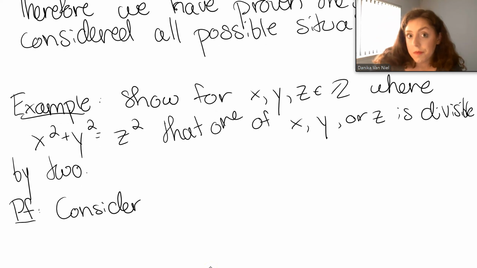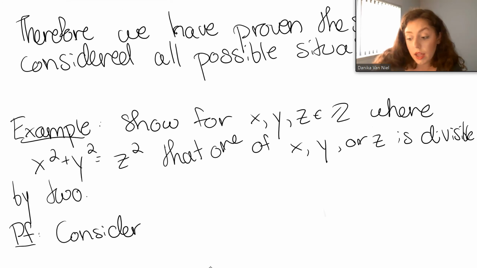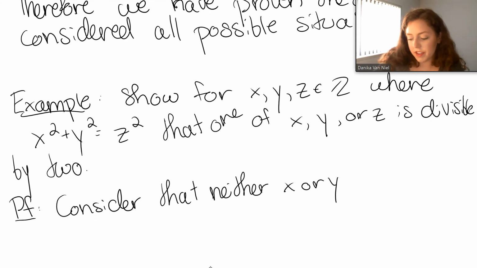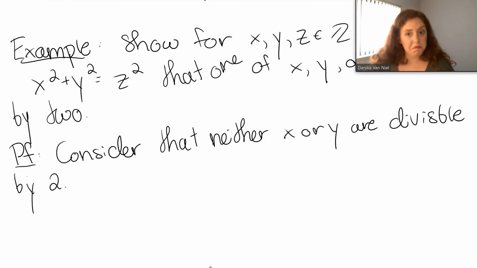Well, how to reveal this in a nice way. Let's start by considering that neither x nor y are divisible by 2. If they're not divisible by 2, then they cannot be even.